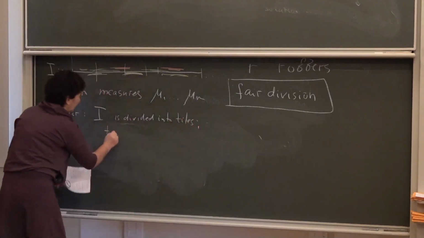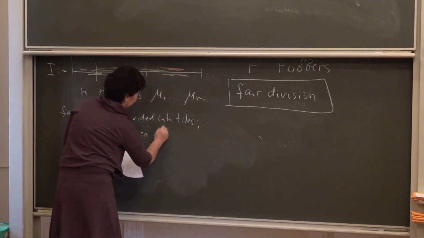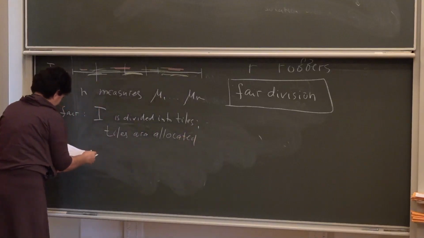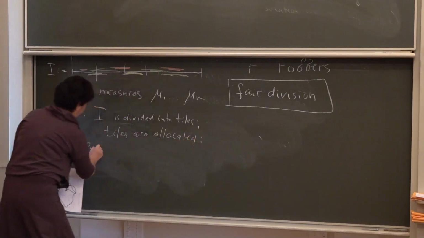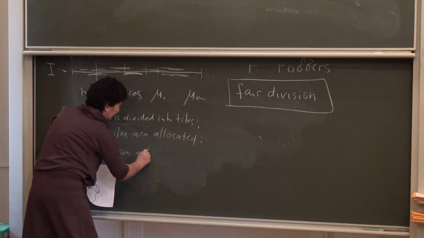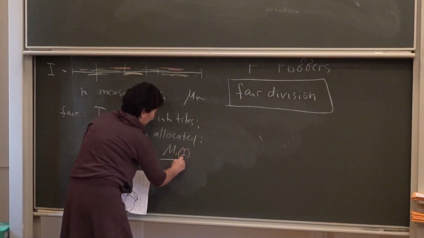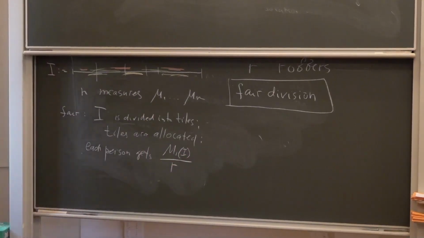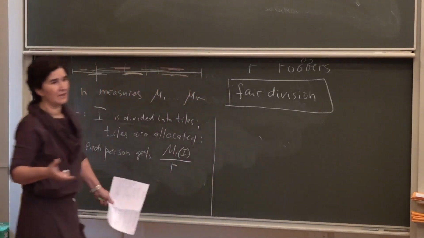The tiles are allocated such that each person gets exactly mu I, the total measure mu I, divided by R. So this is fair, this is clear. And there is a theorem. Yes, the tiles are intervals.